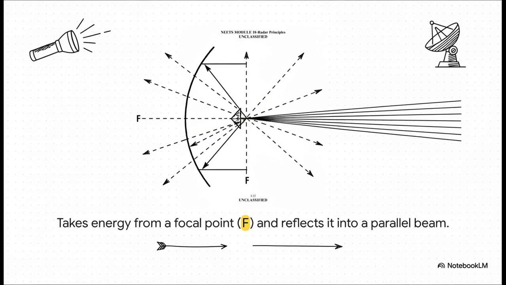This diagram shows exactly how it works, and honestly, the principle is identical to the reflector in a flashlight. The part that actually creates the radio waves, which is called the feed horn, is placed right at that sweet spot, the focal point, labeled F. Then, the curved dish catches all the energy that radiates from that point and reflects it all forward in perfectly parallel lines. And that's how you create that tight, directional beam you need. So just remember, the dish itself doesn't create any energy. Its only job is to focus it.